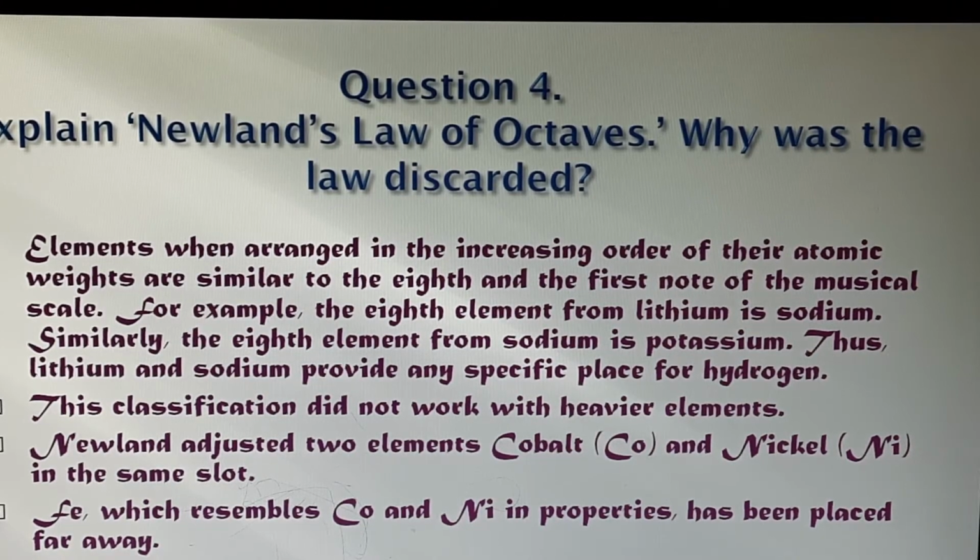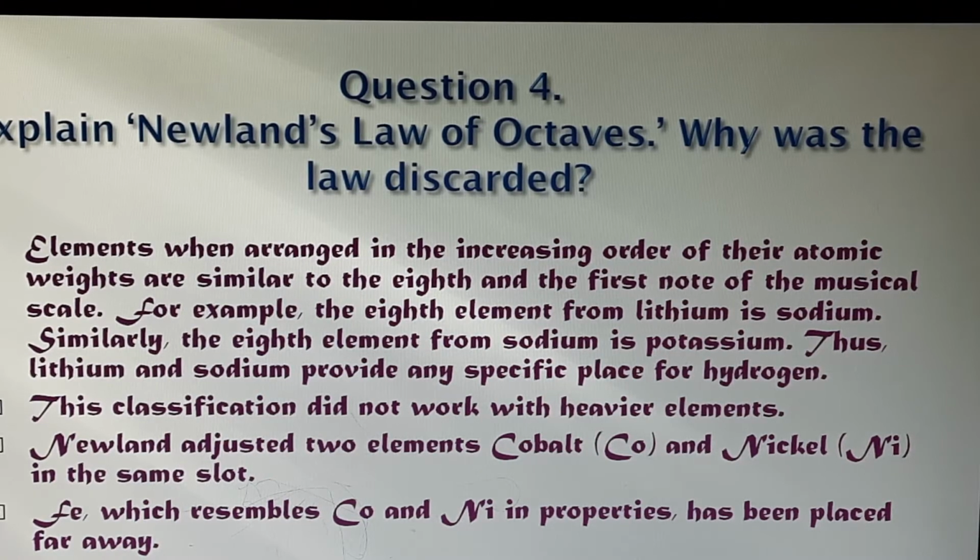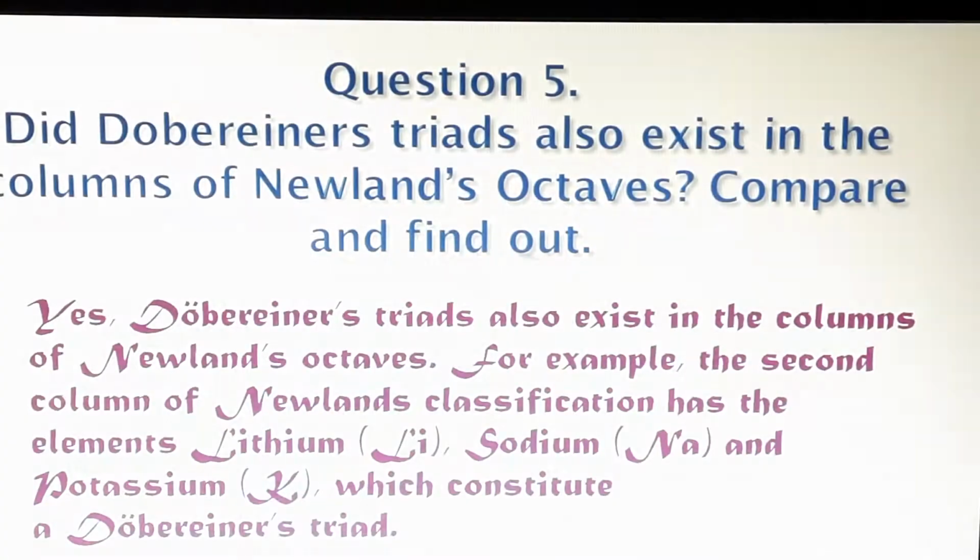This classification did not work with heavier elements. Newlands put two elements, that is cobalt and nickel, in the same slot, and iron, which resembles cobalt and nickel in properties, has been placed far away.